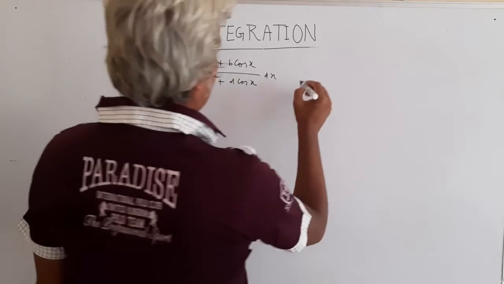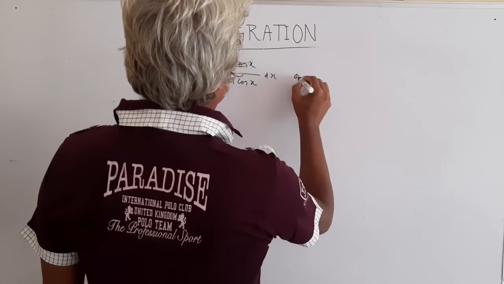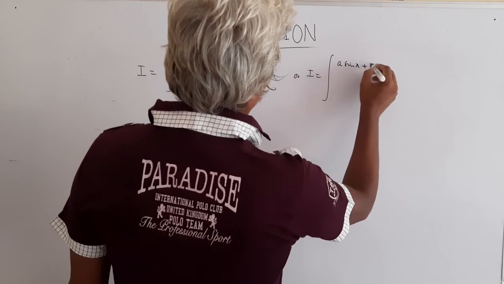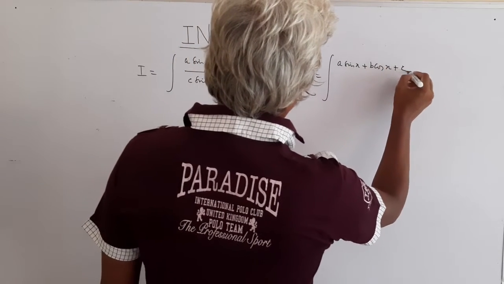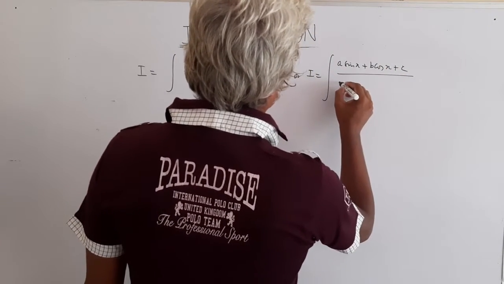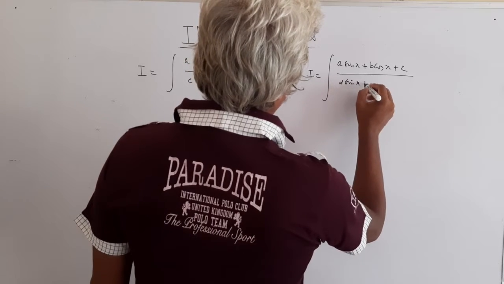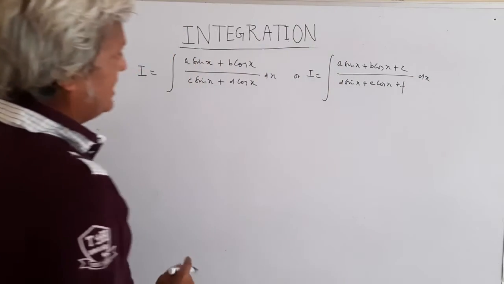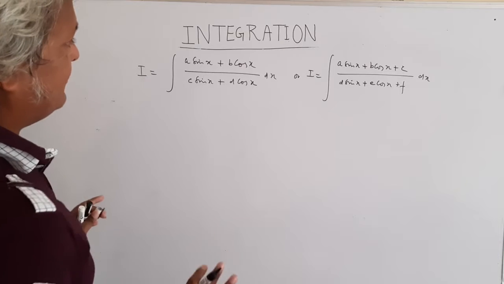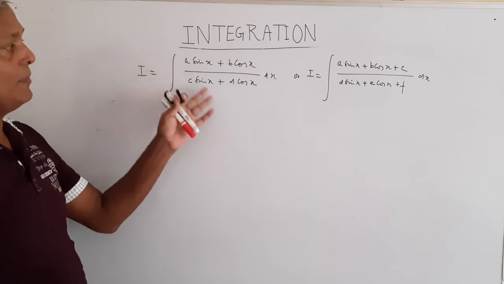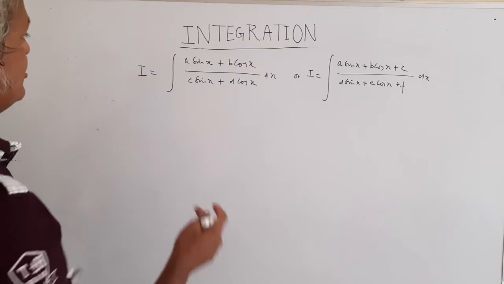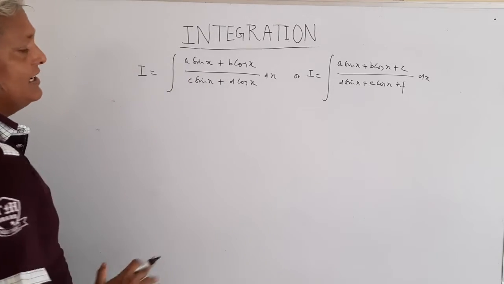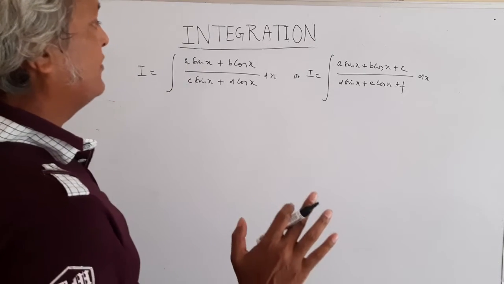This is one form, and another form is I is the integral of (a sin x + b cos x + c, where c is a constant) over (d sin x + e cos x + f) dx. In both forms we have the same tactics to apply. And what is that tactics? The tactics goes like this: you have to express the numerator in terms of the denominator and the derivative of the denominator.